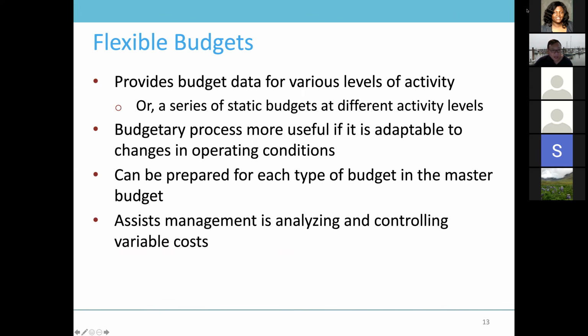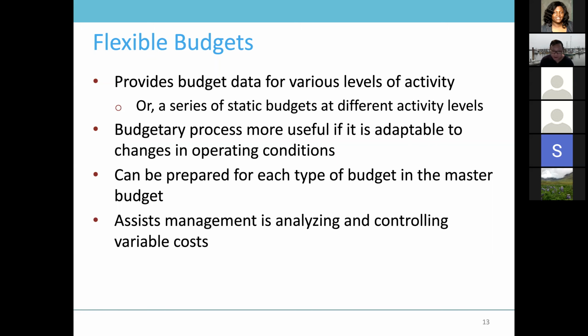So flexible budget, okay. Previously we talked about the static budget. It's only one level of activity. For this flexible budget, they allow various levels of activity. Okay.